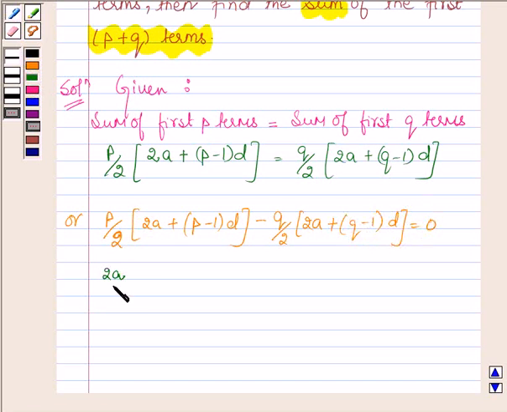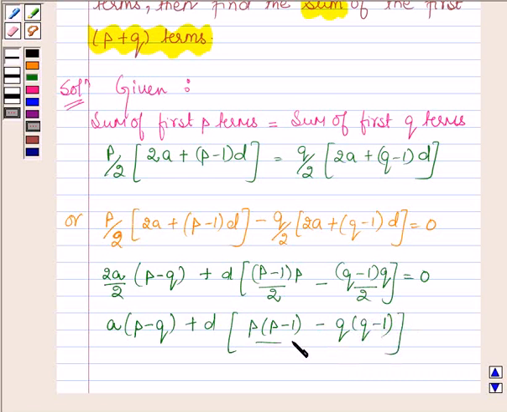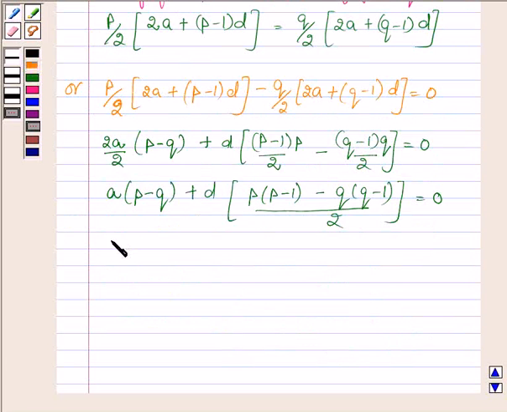Or we have 2a upon 2 common in the bracket p minus q plus, again taking d common, we have p minus 1 into p upon 2 minus q minus 1 into q upon 2 is equal to 0. So we have a into p minus q plus d times p into p minus 1 minus q into q minus 1 upon 2 is equal to 0. Or this can further be written as a into p minus q plus d p square minus p minus q square plus q upon 2 is equal to 0.